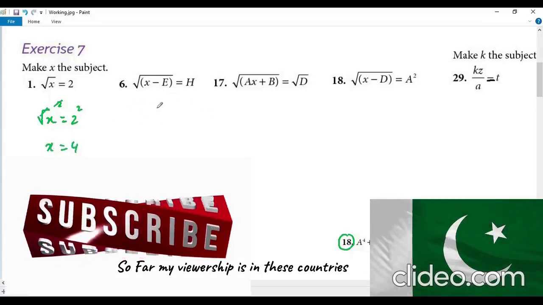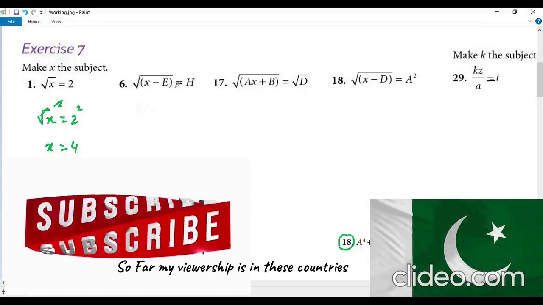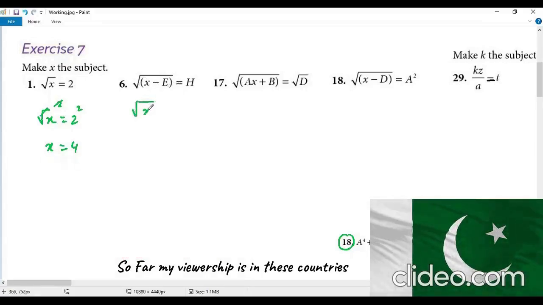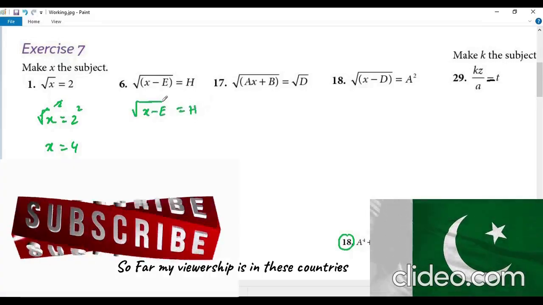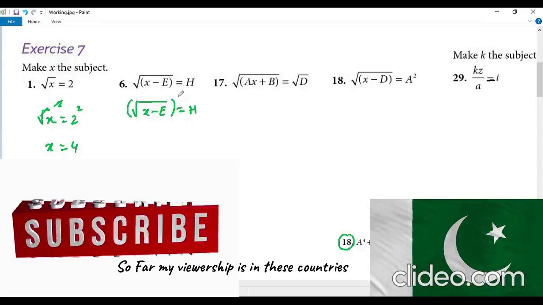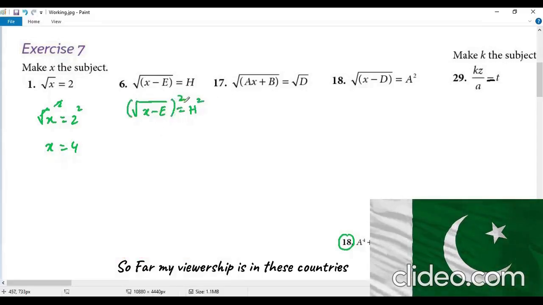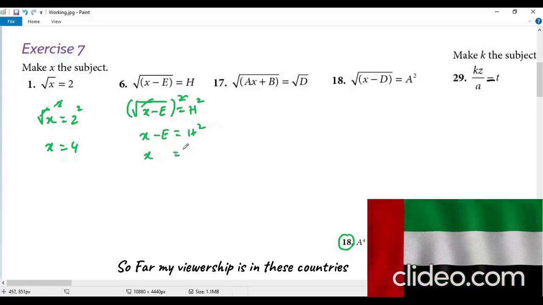Now question number 6, you can see a radical sign. We need to remove this. The opposite of root is squaring, so we square both the sides. This square is going to cancel the root. So x minus e equals h square. That means x equals h square plus e. This is your final answer, and you'll get full marks.